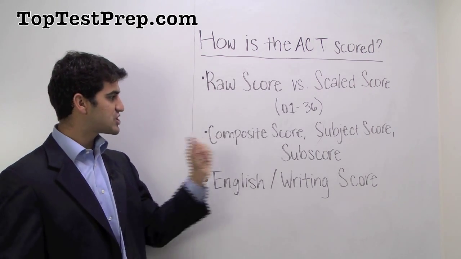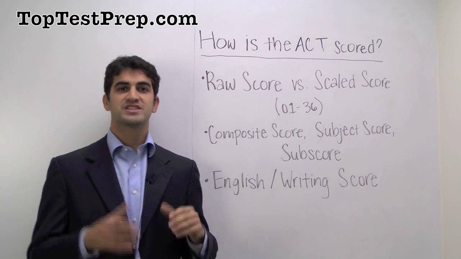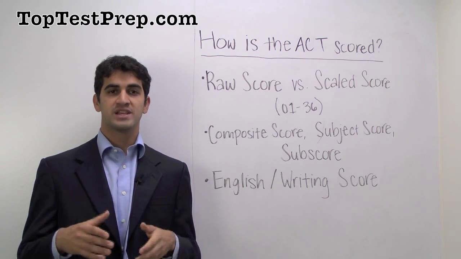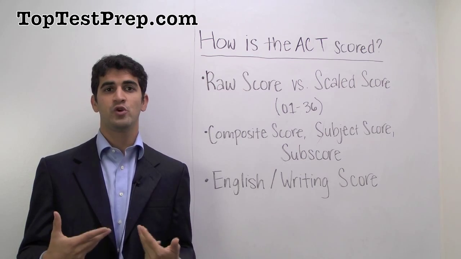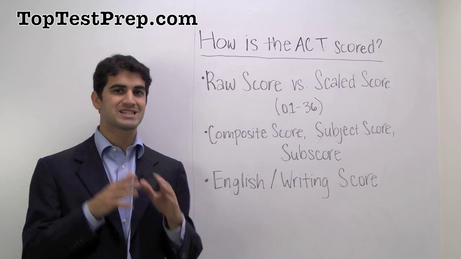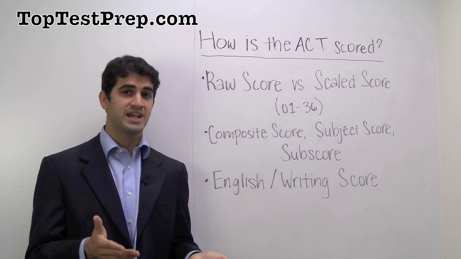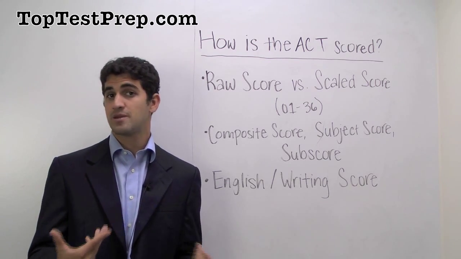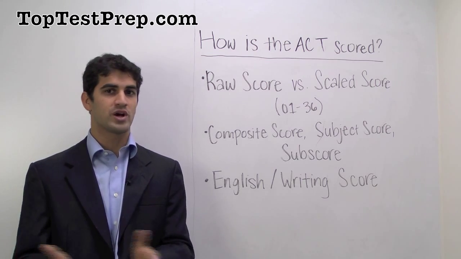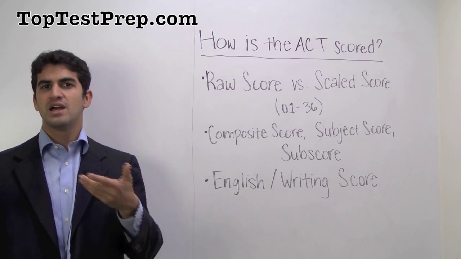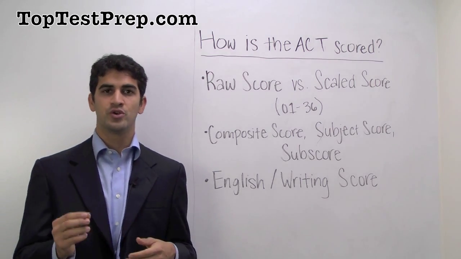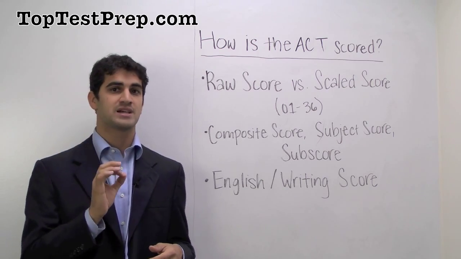In addition, there's something called the subscore. The subscore is a score from 1 to 18 which reflects how well you did on a certain sub-content area. For instance, on the math, they'll give you a score from 1 to 18 that reflects how well you did on just the pre-algebra questions or just the geometry questions. It's an extra measure that colleges can use to evaluate how well you did on a specialized topic area.